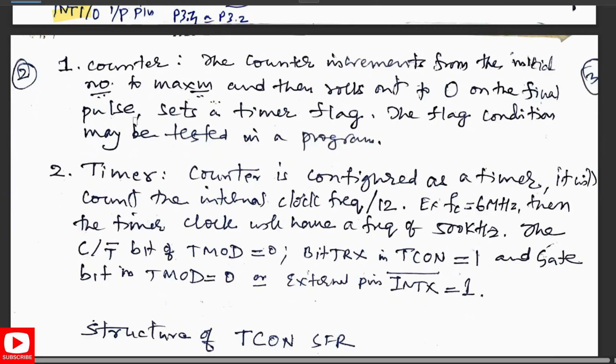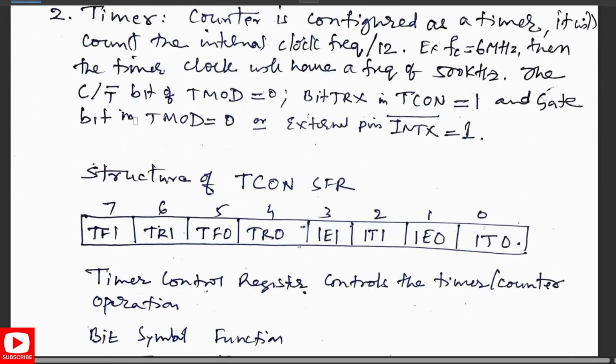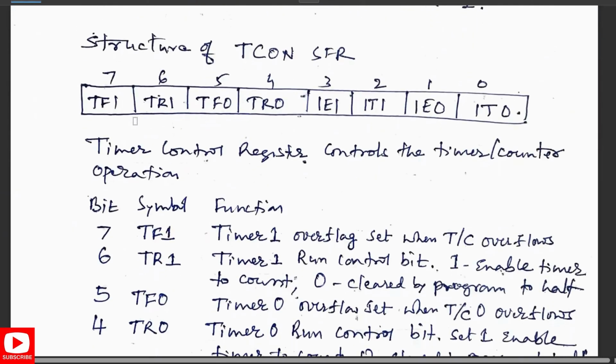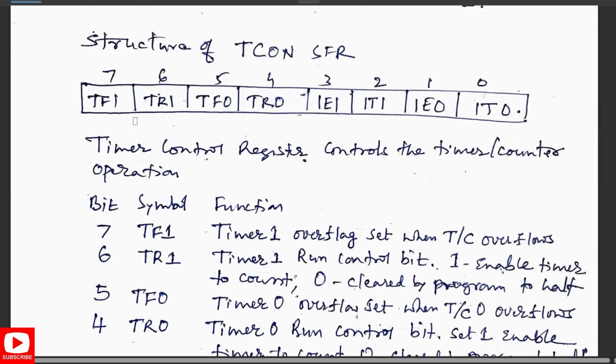For example, if you have 6 megahertz, then the timer clock will be 500 kilohertz. So the C/T bar bit of the TMOD is 0, then the TRx bit in TCON is 1, and the GATE bit in TMOD is 0, then the external pin INTx is 1. Coming to the next topic, we will get started with the TCON, structure of TCON.